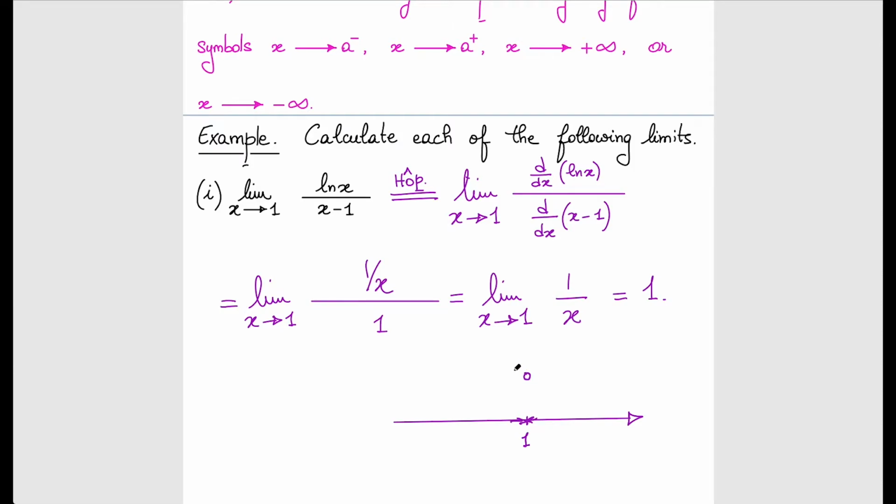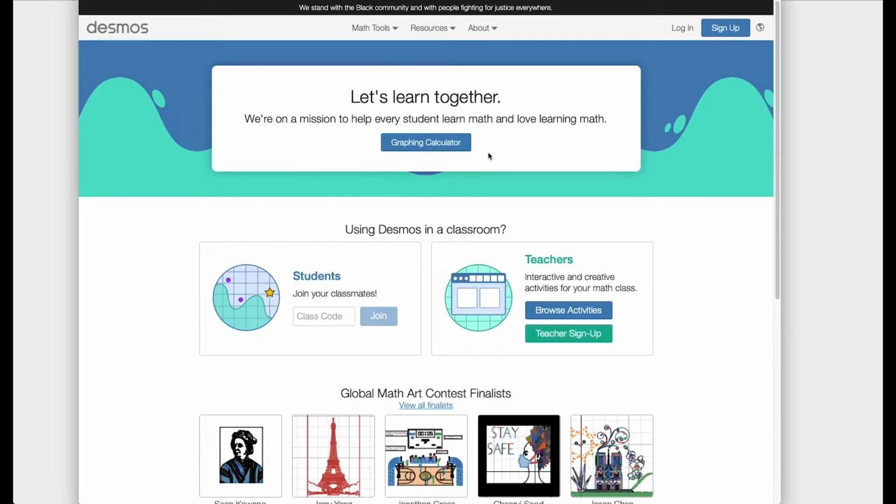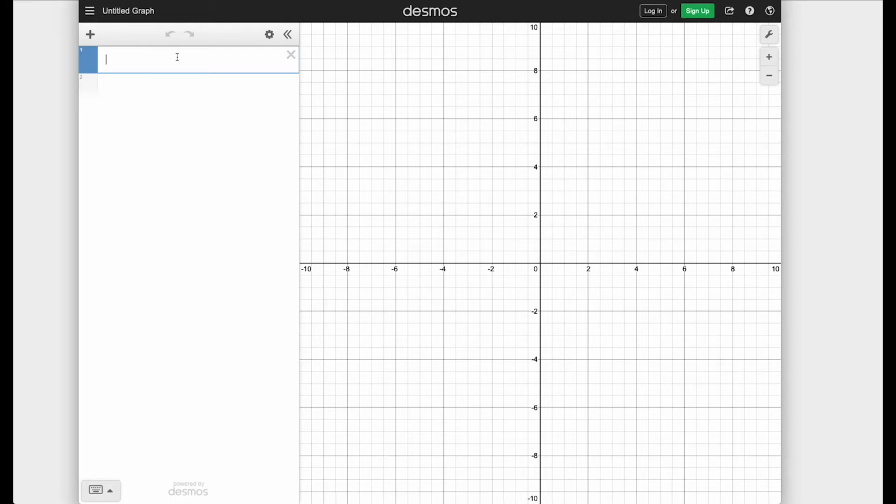So I don't know how the function is going to go, and it's from both sides. As you are around 1, the values of the function are going to cluster around this value. Okay? So that's actually illustrated using technology. So how about we go to Desmos. Let's graph this function.